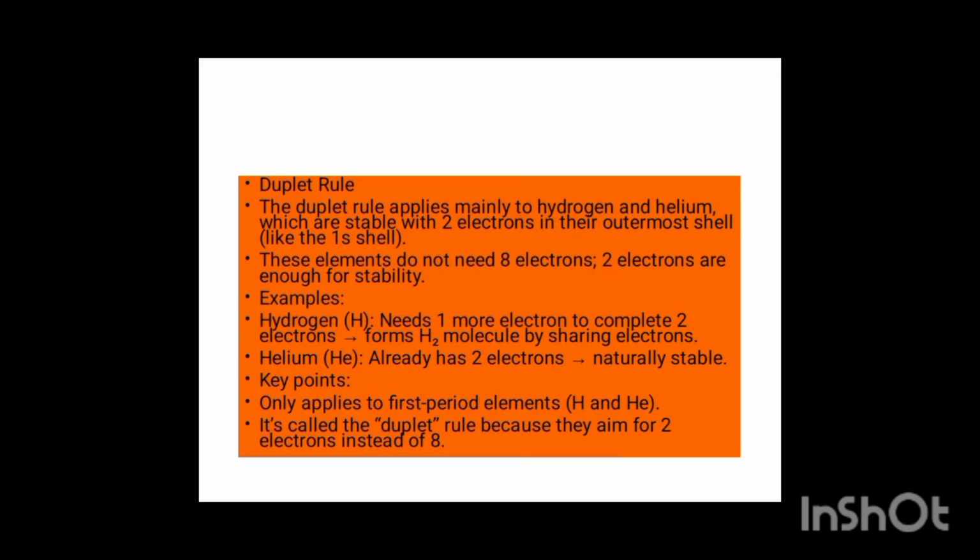Helium, He, already has 2 electrons, so it's naturally stable. It is also a noble gas. If I talk about neon, it is also a noble gas, and it's naturally stable. Argon is also naturally stable. Key points: the duplet rule only applies to the first period elements, hydrogen and helium. It's called a duplet rule because they aim for 2 electrons instead of 8. Dup, like double, that means to add.